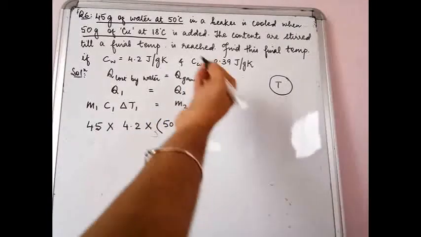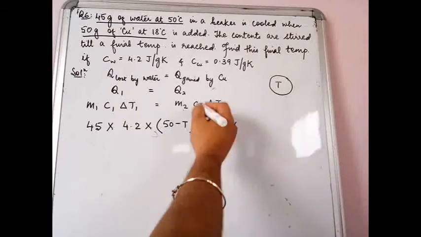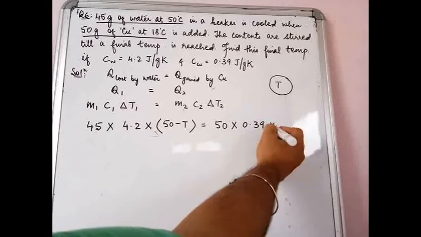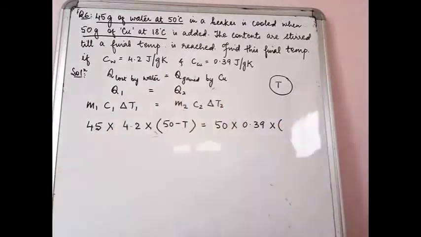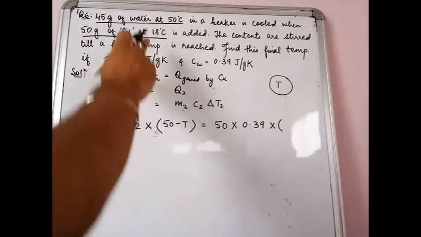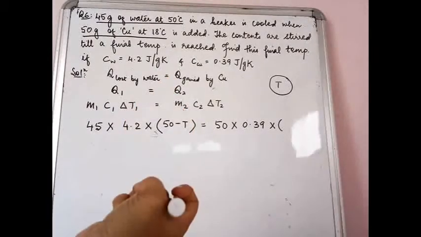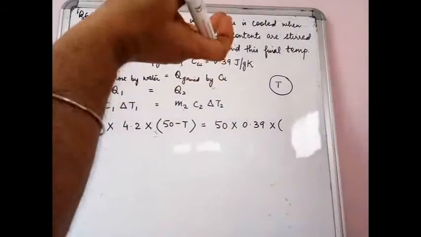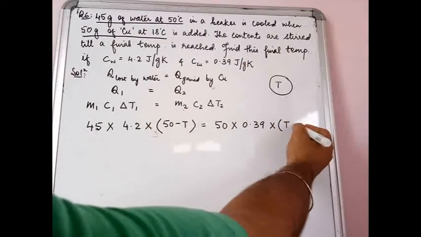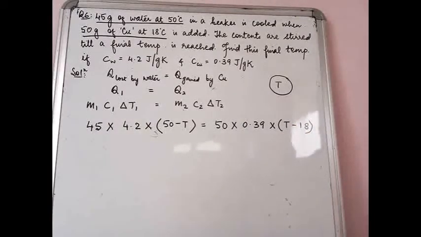Now come to the right side, come to copper. The mass is 50 gram. C2 means C of copper, which is 0.39 multiplied by delta T2, which is the change in the temperature of copper. Now copper, remember, was at 18 degrees, so it was at lower temperature. When it will gain heat from water, its temperature will rise up to what? Rise up to T. So this time T is more, T minus 18 will be the difference in the temperature.